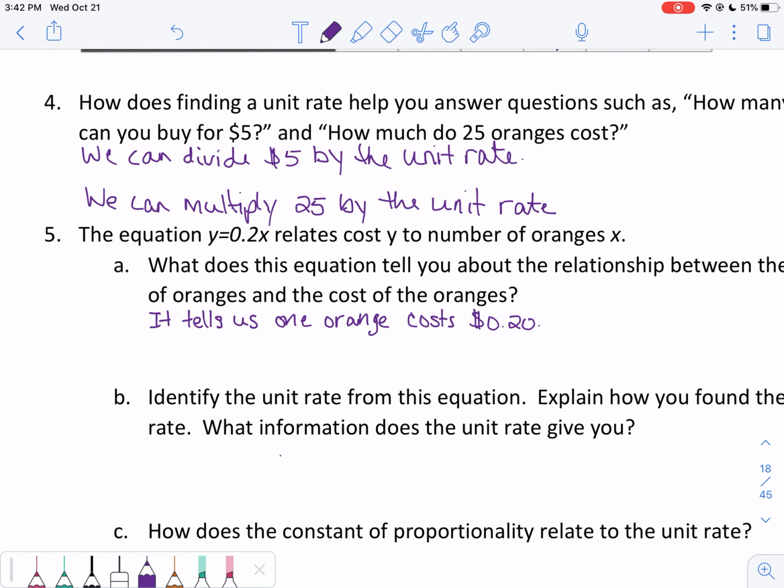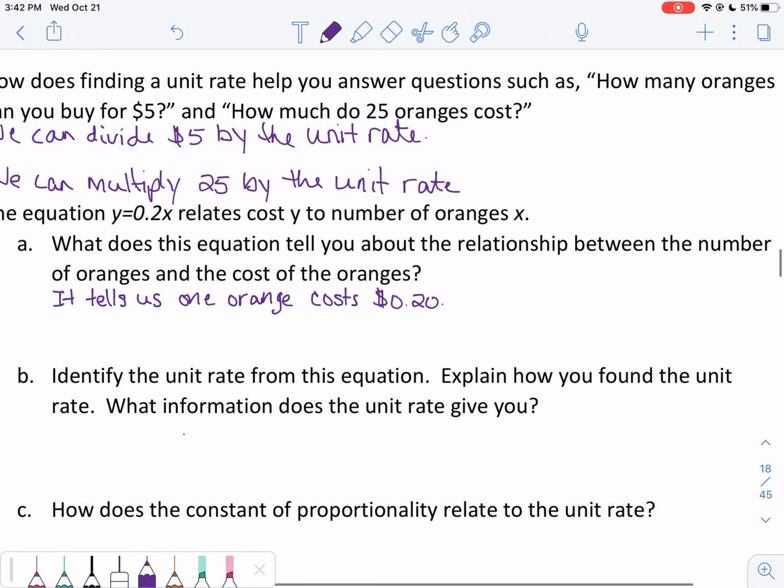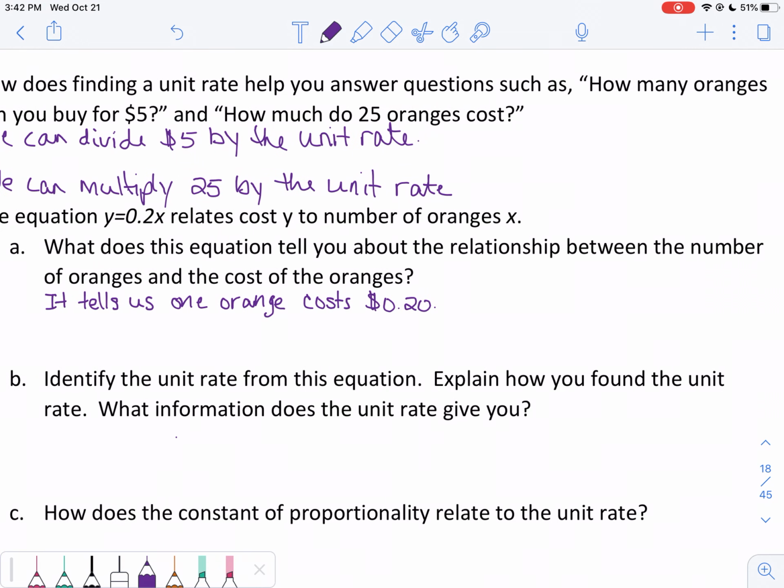Identify the unit rate from this equation. Explain how you found the unit rate. What information does the unit rate give you? Well, we learned in our definition that the unit rate is that number in the equation y equals mx. So in this one, that 0.2 is the m in y equals mx. So the unit rate is 0.20.